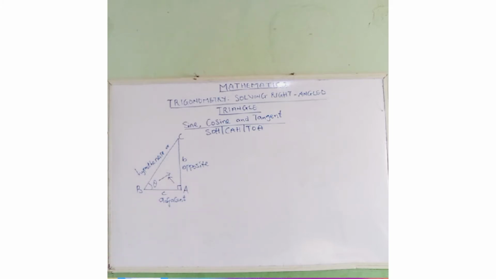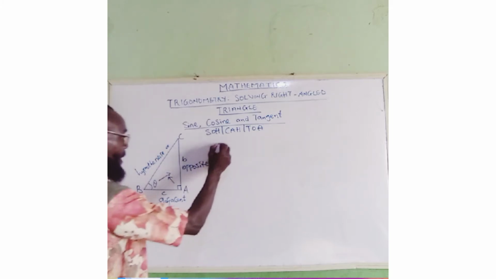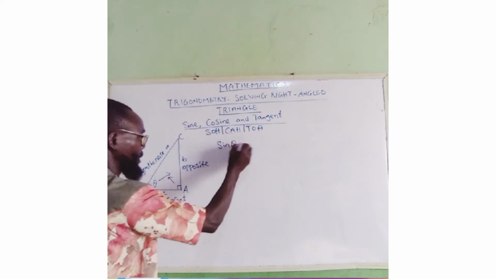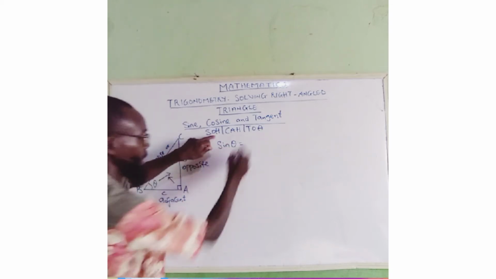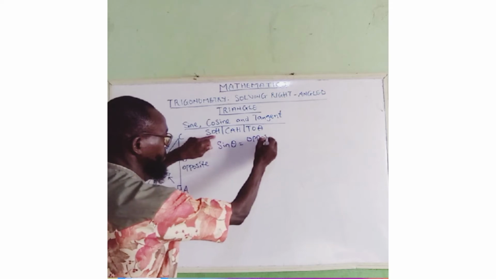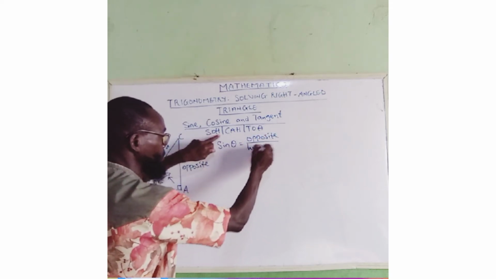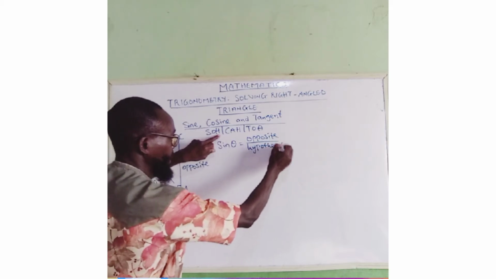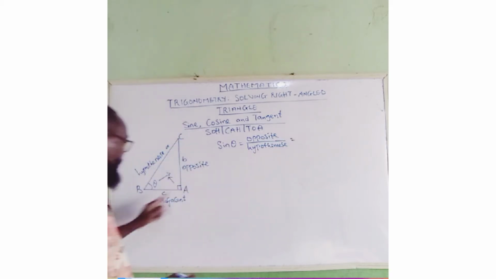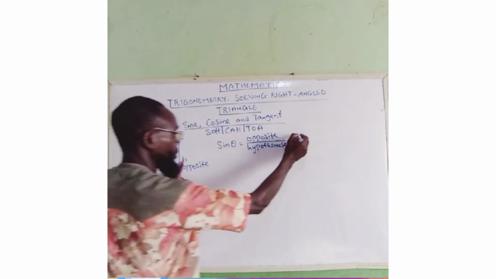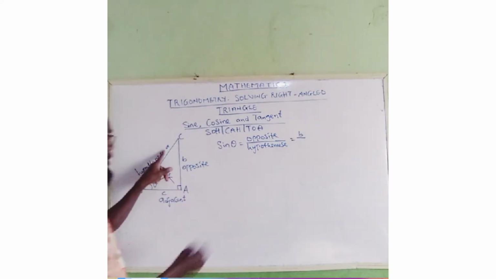Now, we want to prove the sine. Sine theta will equals to the opposite divided by hypotenuse. Now, from this, our opposite is small letter b over hypotenuse small letter a.